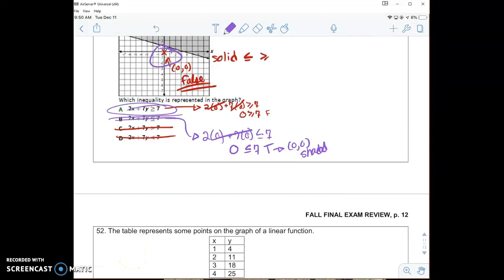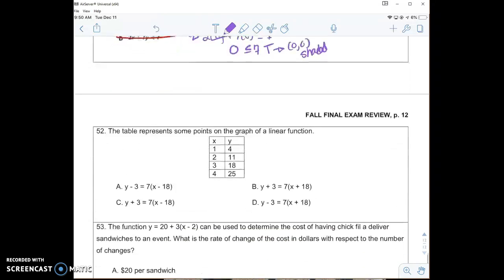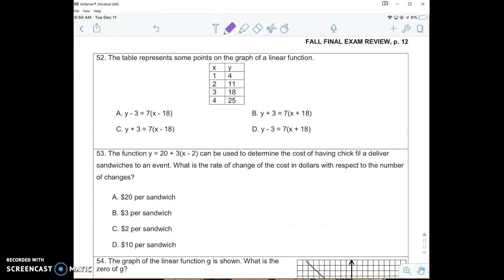This is a continuation of the fall final exam review for Algebra 1, starting on number 52 on the last page. The table represents some points on a graph of a linear function. Which linear function matches this table?